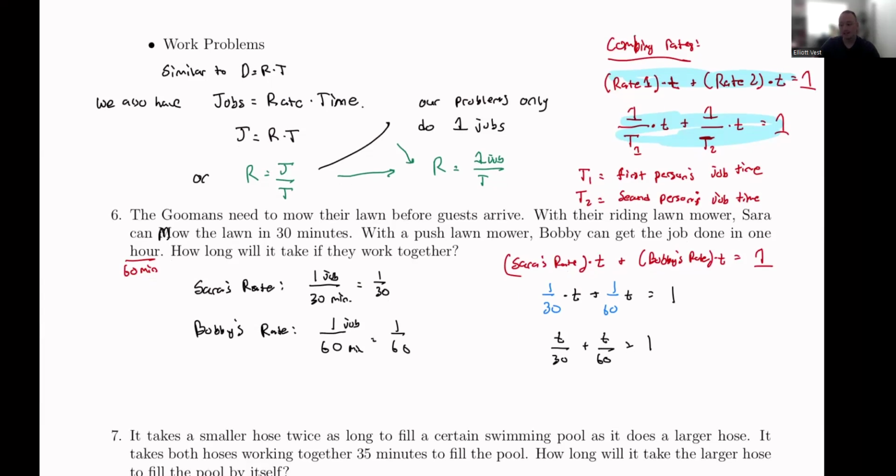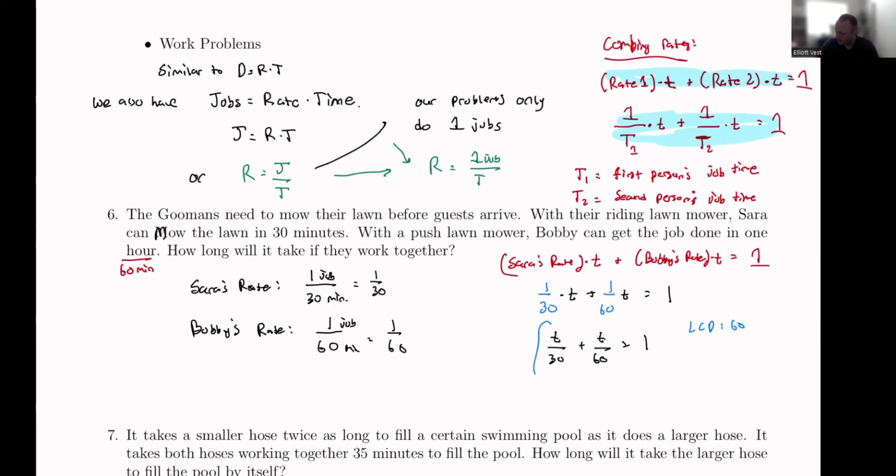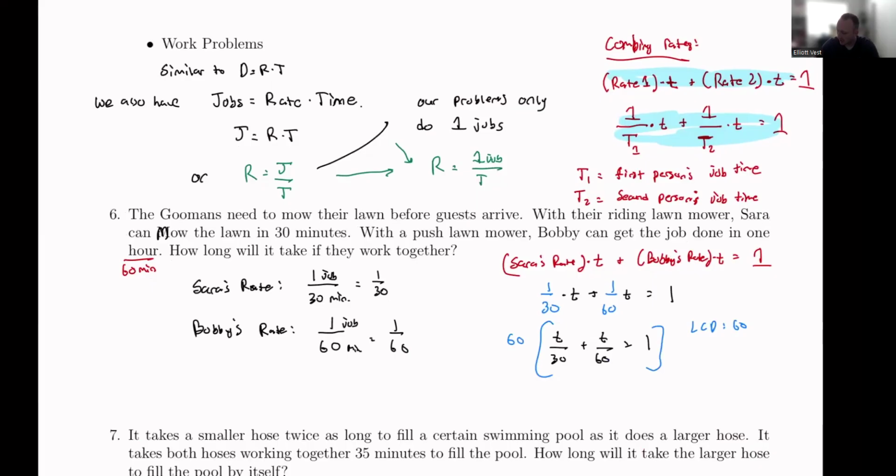And how do we solve for this? Well, this becomes an LCD problem. The LCD is 60. I can multiply everything by 60 here. And I'm left with, when I distribute 60 times t over 30, that becomes 2t. The 60s cancel on the second term, equals 60. 3t is equal to 60.